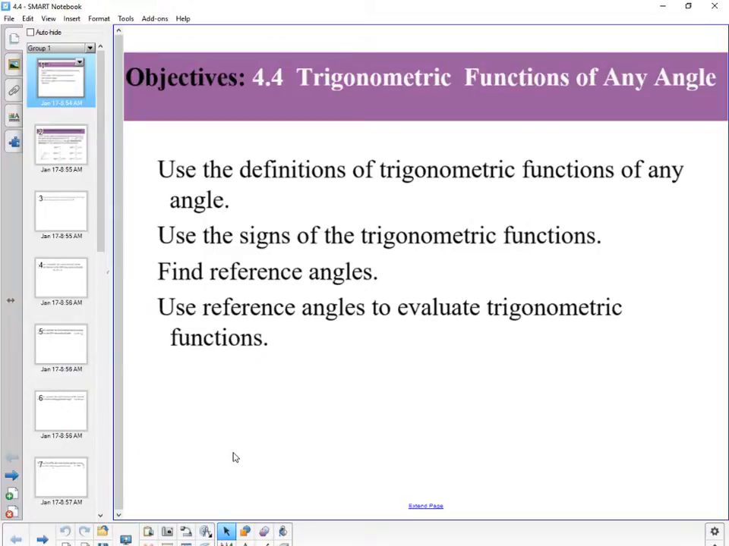Okay. So we're going to be using the definitions of trig functions. You should already have them. We're going to use the signs of the trig functions. We're going to talk about those, find reference angles, and then use those reference angles. Simple as that. I can change the slide.